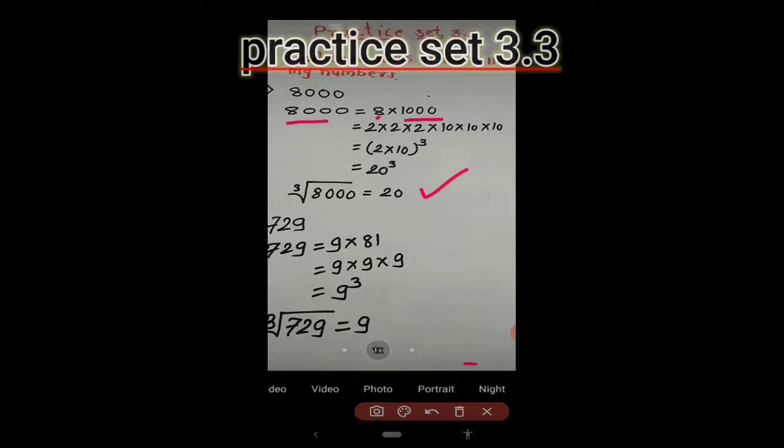729 is written as 9 into 81, and this 81 is split into 9 into 9. Means 729 equals 9 into 9 into 9, which is 9 cube. So when we take the cube root, the cube gets cancelled. Hence the cube root of 729 is 9.